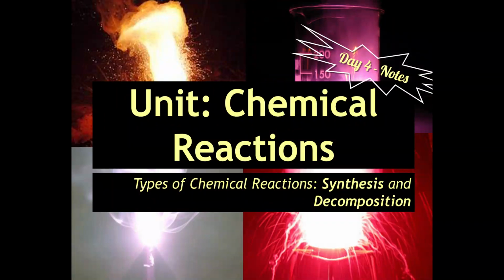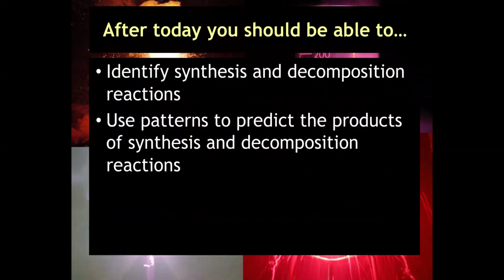Today we're going to talk about types of chemical reactions, and specifically we're going to focus on synthesis and decomposition reactions. You're going to use patterns that you see to predict the products. The products are the things that we write on the right side of the arrow.